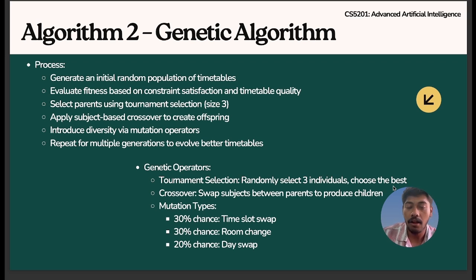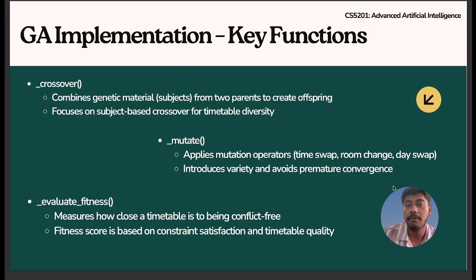Since the genetic algorithm does not guarantee an optimal solution, but it often finds good solutions and quickly scales to larger problems, it is the best algorithm if we need to go for a large solution. Now, there are some key implementation functions of the genetic algorithm. The first one is crossover. What it does is combine genetic material from parents to create offspring. Here, genetic material is our subjects. It focuses on subject-based crossover for timetable diversity.